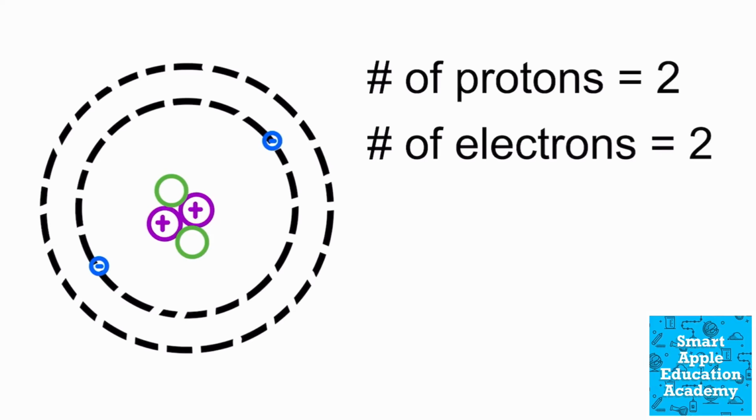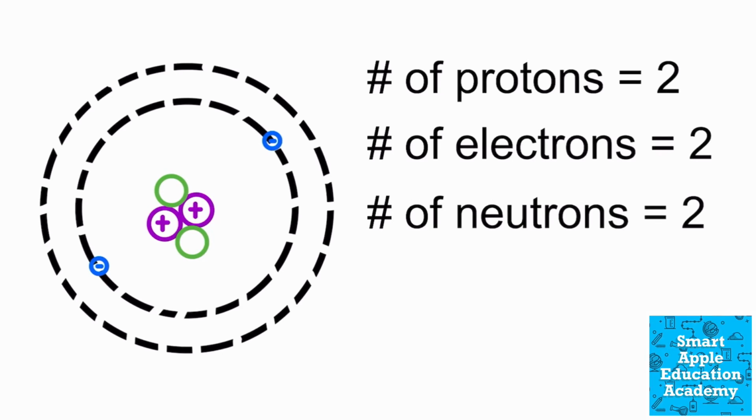Now let's look at the number of neutrons. Neutrons are the ones that don't have any charge. Okay, the neutrons in the diagram are outlined in green. How many neutrons are there? There are 2 neutrons.